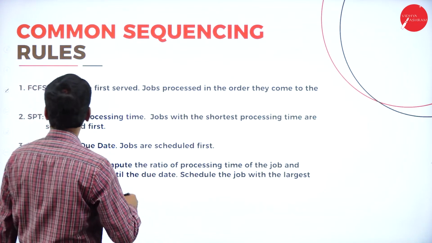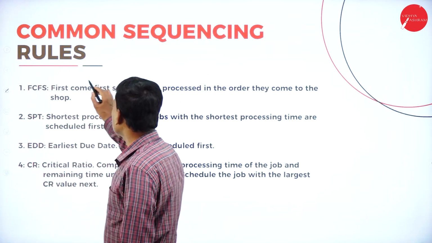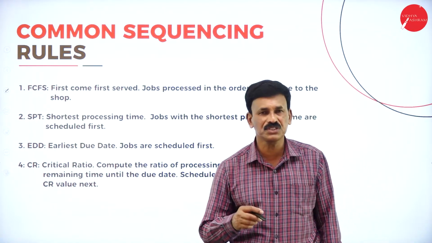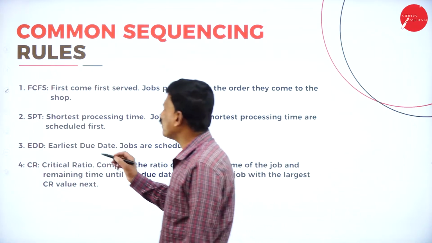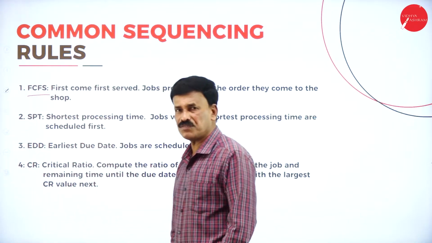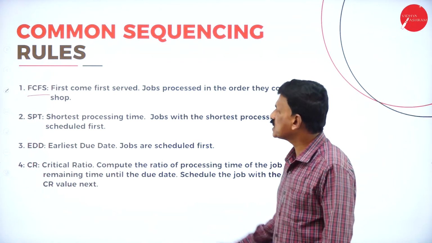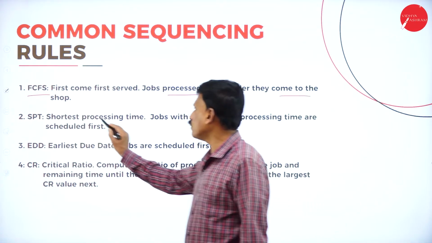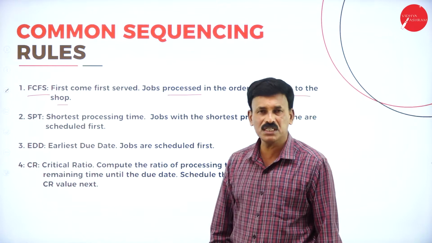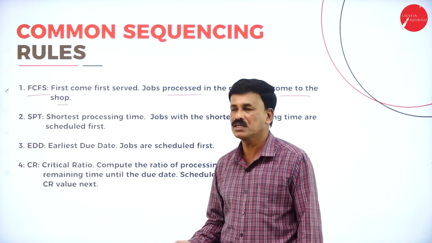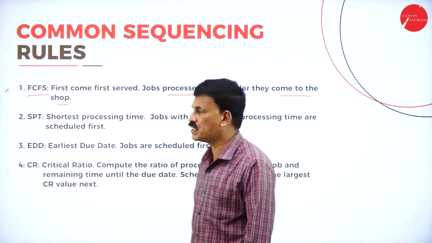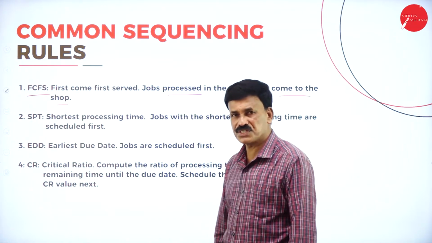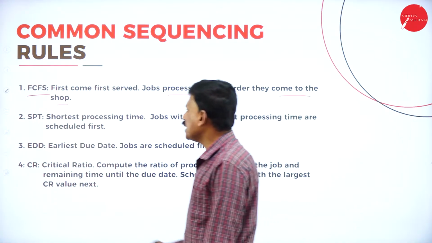Now let us come to the common sequencing rules. Before that, let us know some definitions and abbreviations. What does FCFS mean? FCFS means first come, first served. That means jobs are processed in the order they come to the shop. So the jobs can be served in such a way that first come, first served. Jobs are processed in the order in which they come to the shop first.